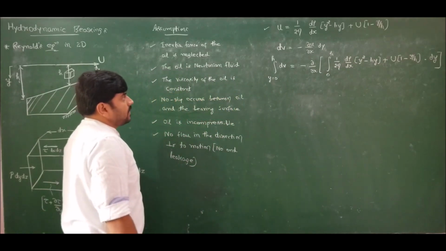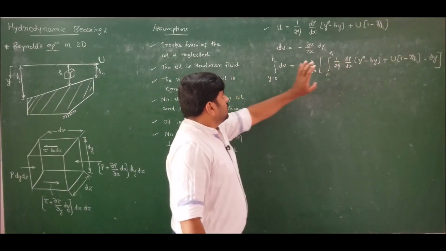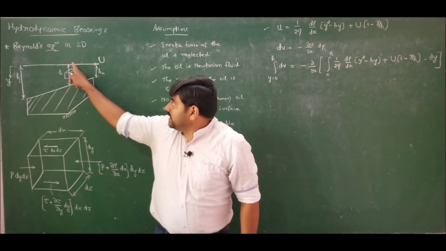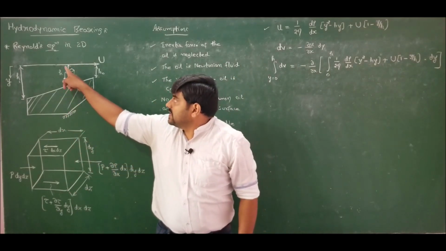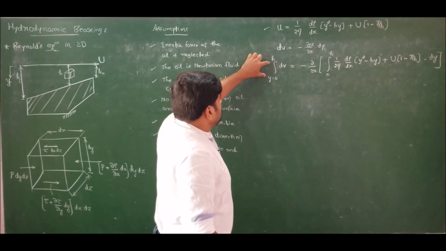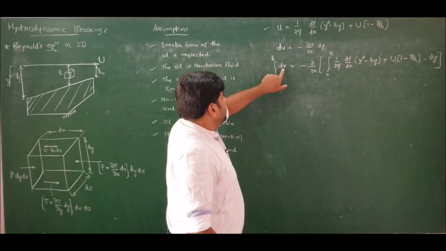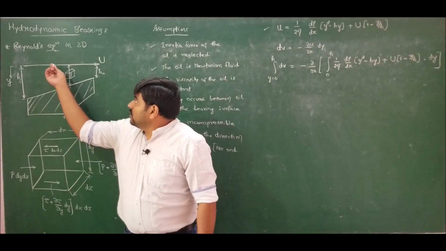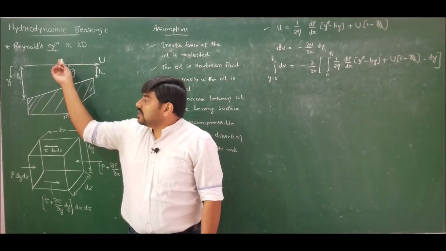Correct? I substitute for u and bring out the integral, because I should integrate over the entire length, that is, y varies from 0 to h. Now, what is the velocity v at h? We have only velocity in u. There is no velocity v for us.